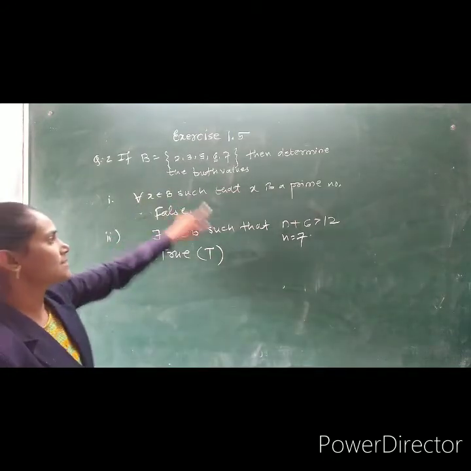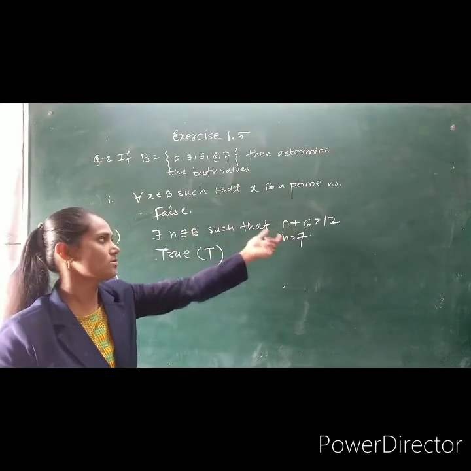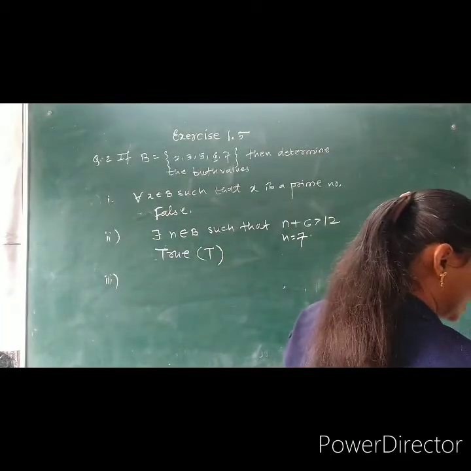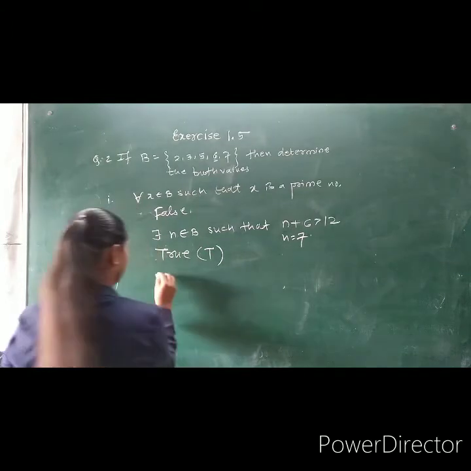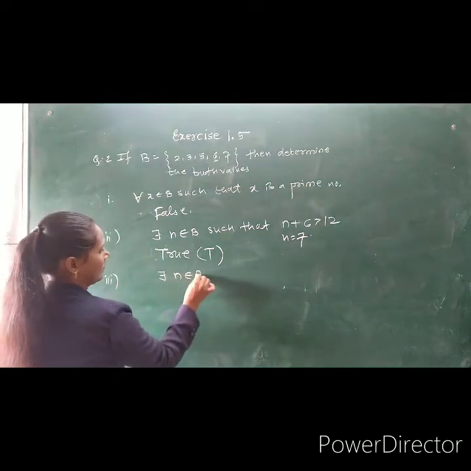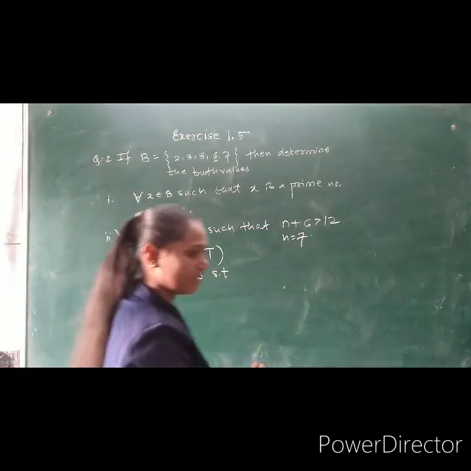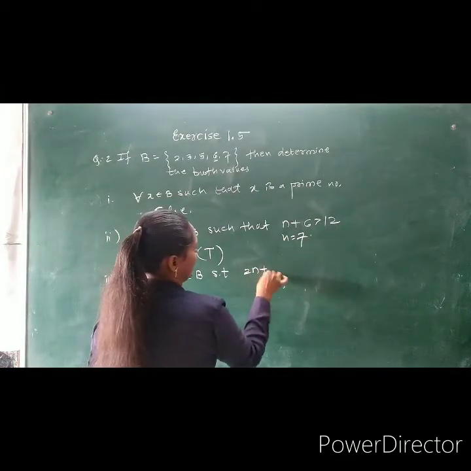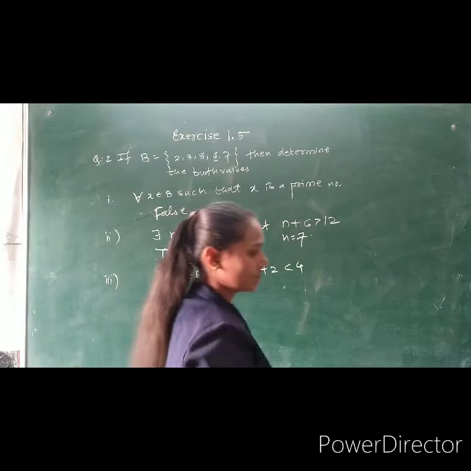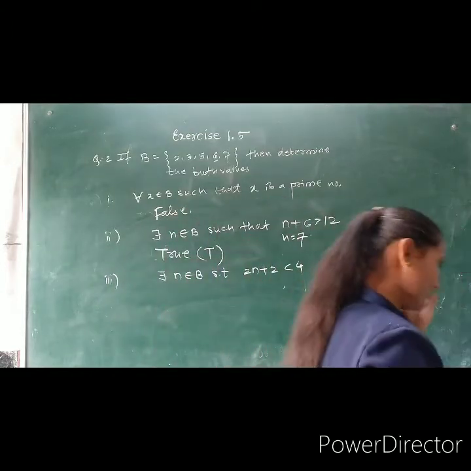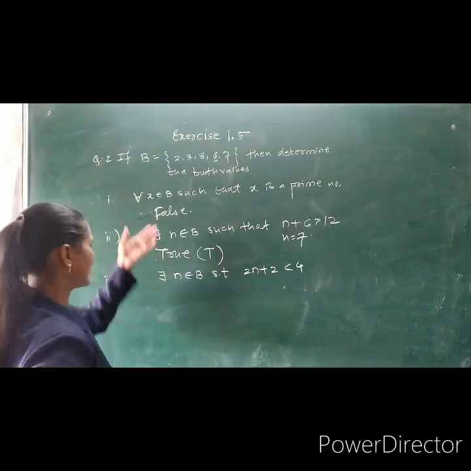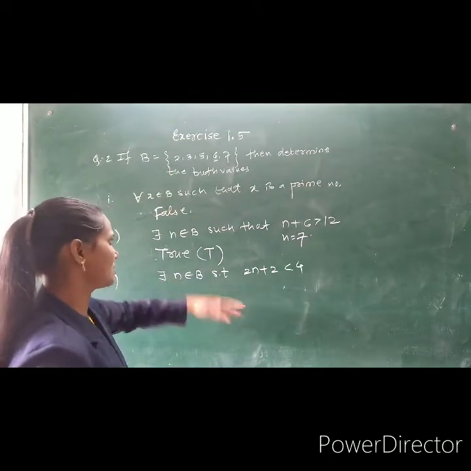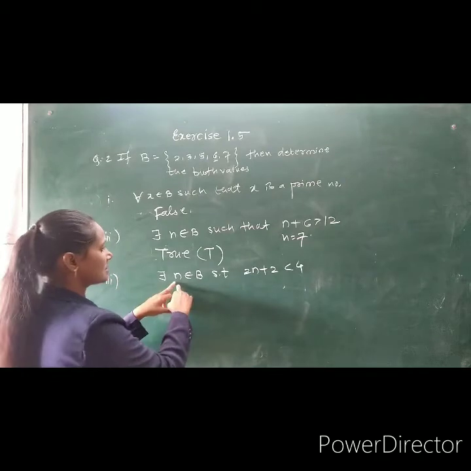Any value satisfies this equation, so it is a true statement. There exists n in B such that 2n plus 2 is less than 4. So again, check that there exists n in B. For any value in the set B that satisfies this equation, we have to check this.